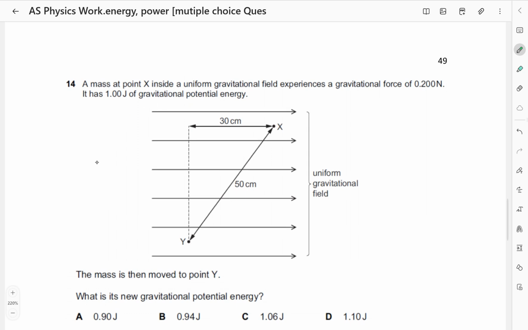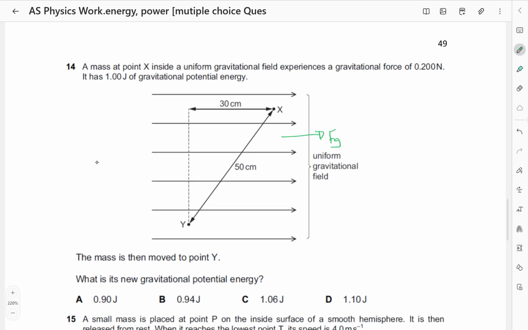A mass at point X inside a uniform gravitational field experiences a gravitational force of 0.2 newtons. Note that the gravitational force acts in the direction of the field, so the force due to gravity is in the same direction as the field. It has 1.0 joules of gravitational potential energy, that is at X. So potential energy here is going to be 1.